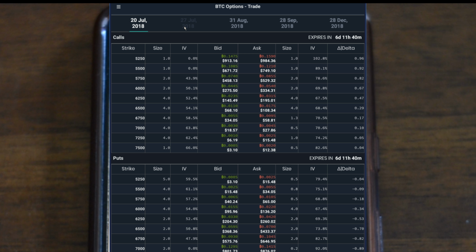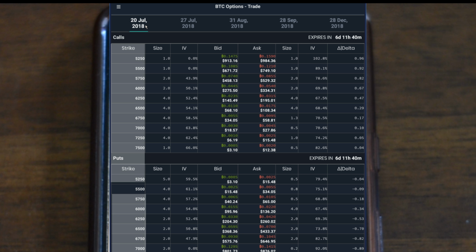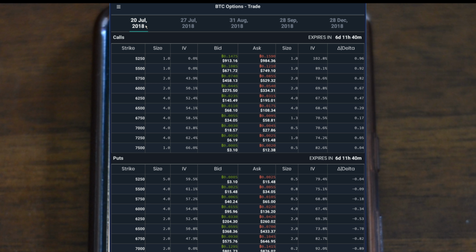the futures exchange portion. This column on the left is the strike price. This is the settling price of the contract.